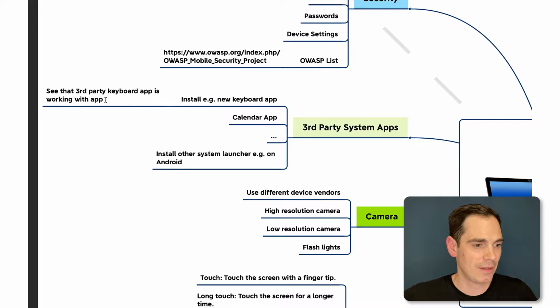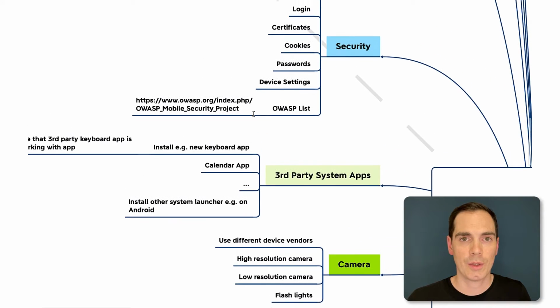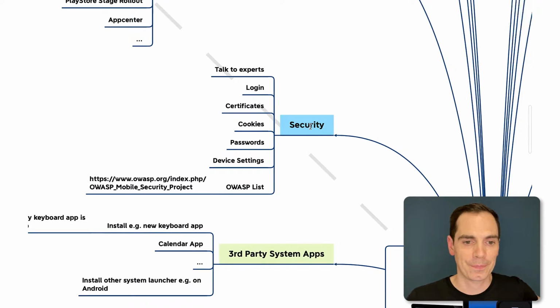So, for example, see that a third-party keyboard app is working with your app, is not blocking any UI elements or anything like that. At the same time, if your app is using a calendar or a calendar export, also try to install third-party calendar apps to see how this is going to work. And this is basically everything that you need to do whenever you have third-party apps that are replacing system or native apps that come pre-installed with your device and on the operating system. It's also sometimes helpful if you install other system launchers on Android, because users tend to do that, to change the system launcher, to see how your app behaves with a different launcher.